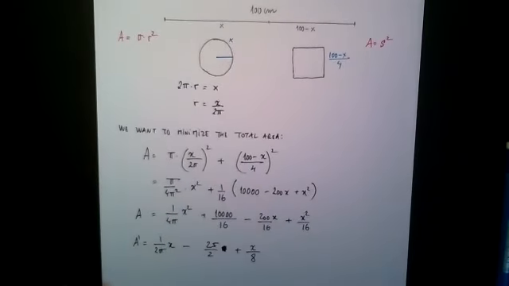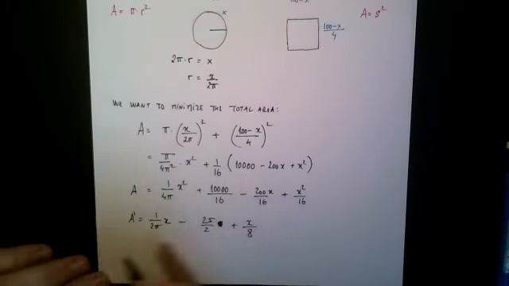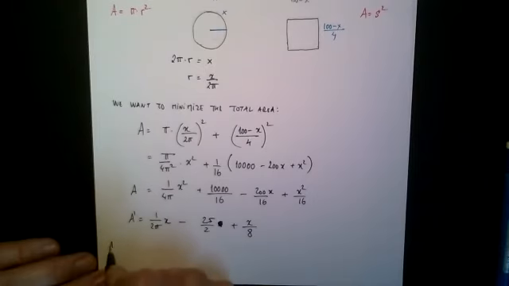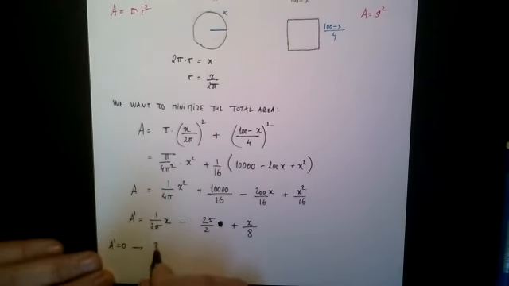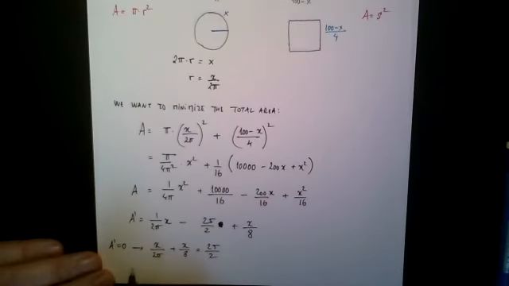Okay. Good. All right, so let's go now. Let's find when A prime is equal to 0. So x over 2 pi plus x over 8 is equal to 25 over 2. And then we solve for x.